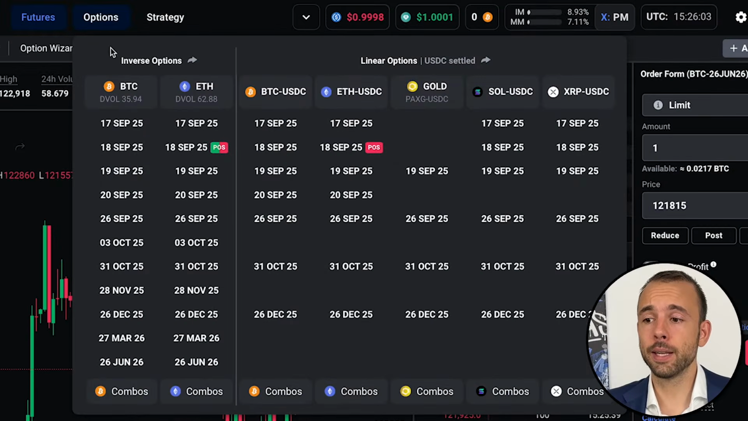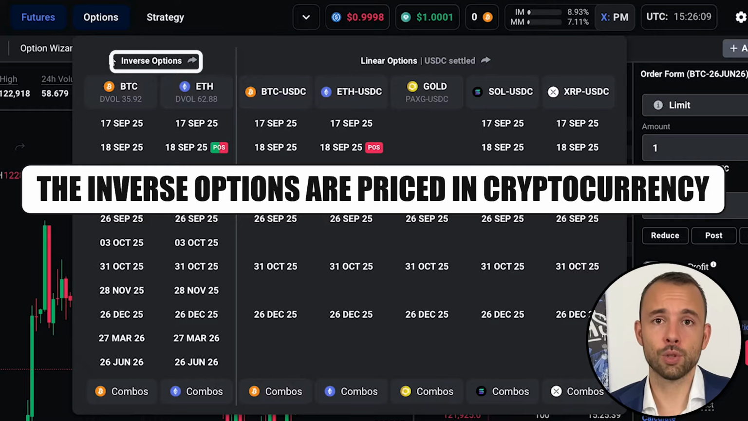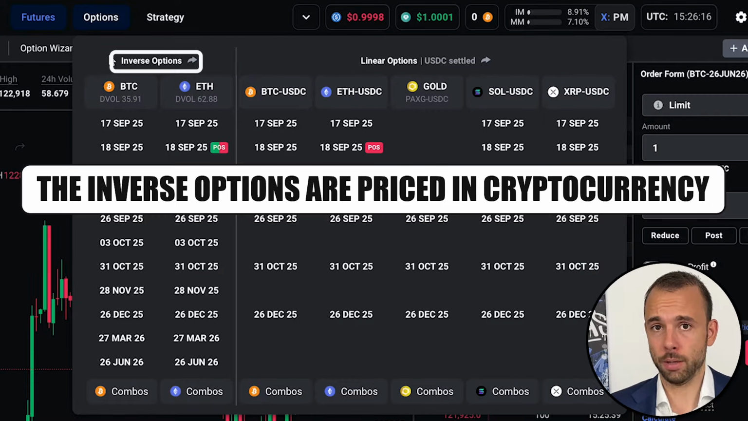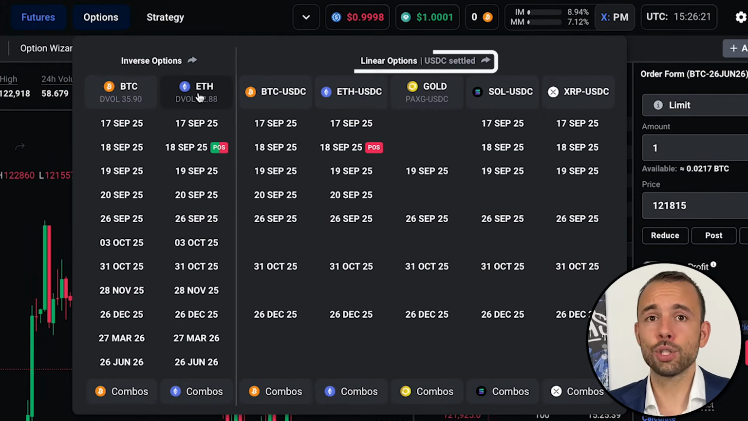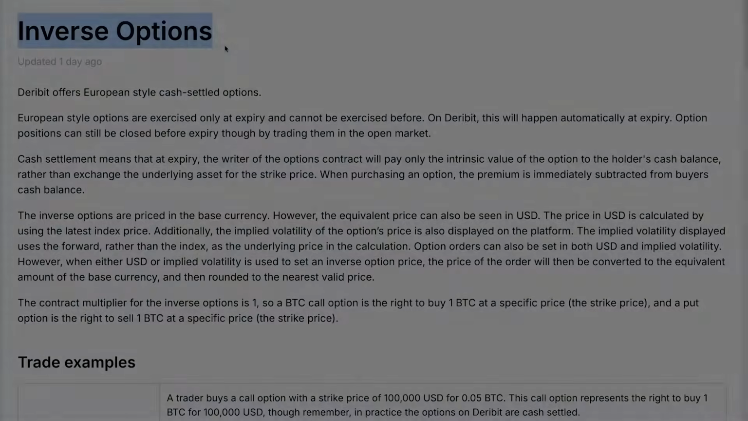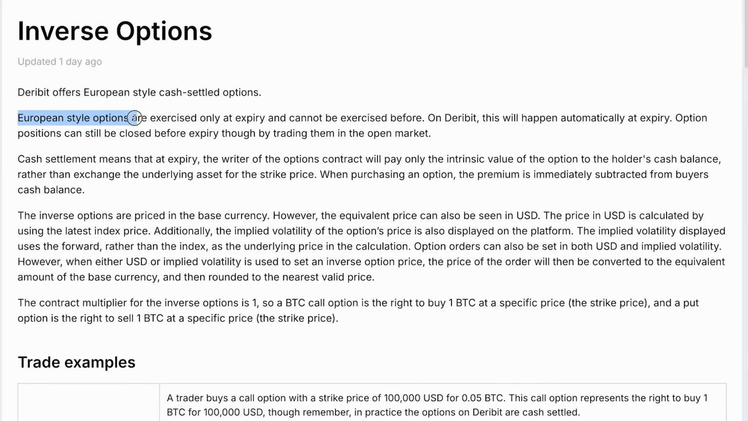So on Deribit you can find inverse options. That means if you would like to buy or sell Bitcoin options, you will pay or receive the premiums in Bitcoin. And the same applies to Ethereum. And also there are options that are traded against USDC, so they are USDC settled. And all options on Deribit are European type options. So that means options could be exercised only at the expiration date and not before. And also all the options are cash settled. So that means there is no physical delivery at the expiration date, only cash settlement. So all losses or profits will be settled at the expiration date.